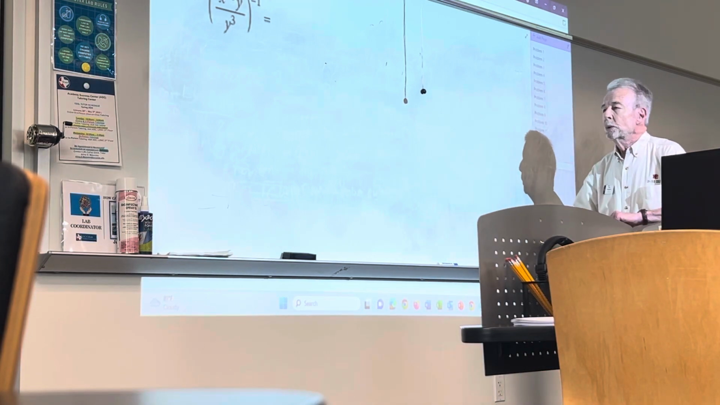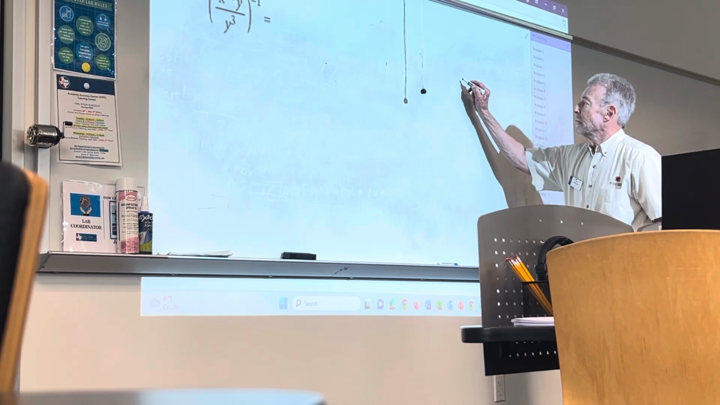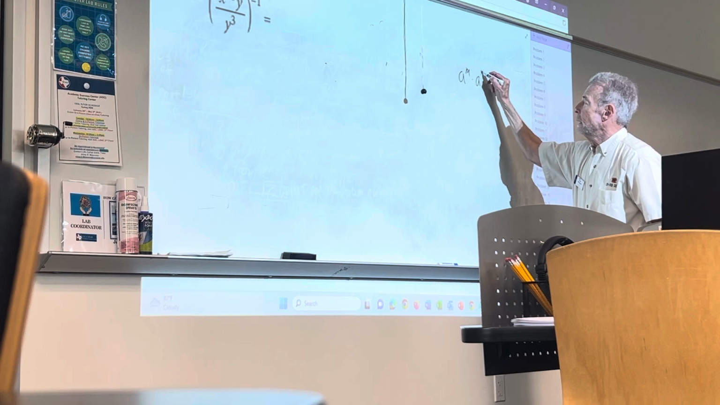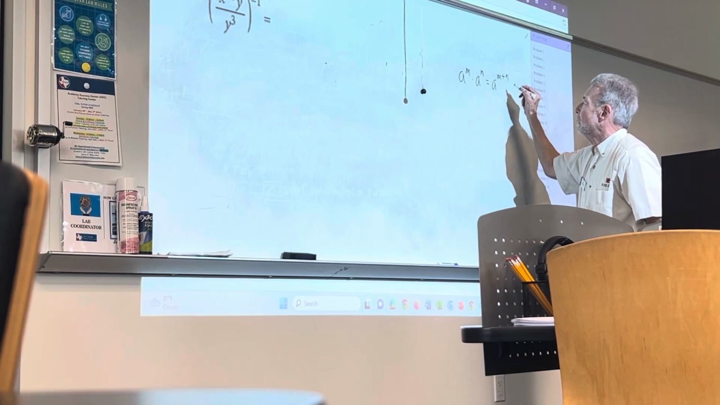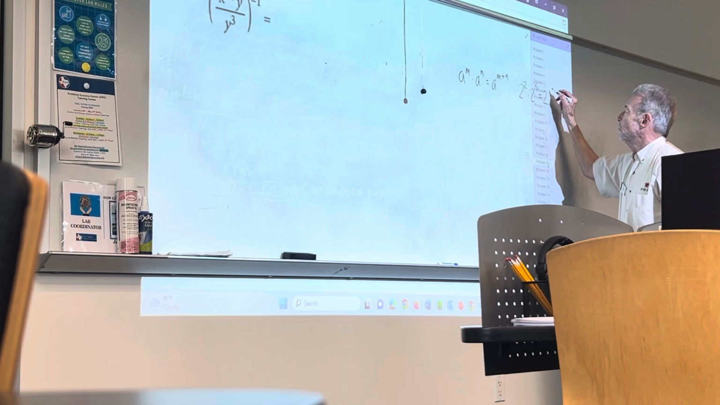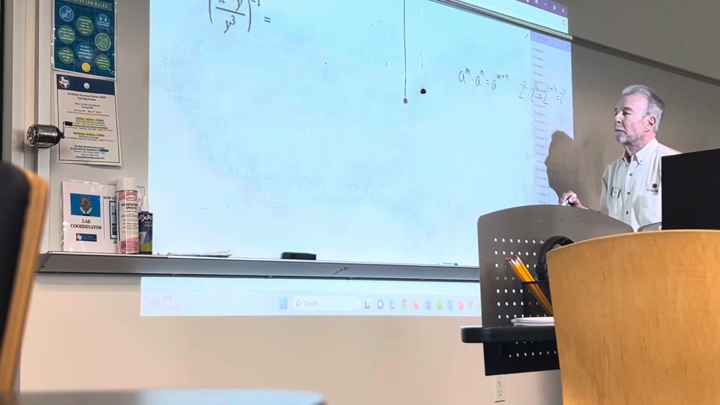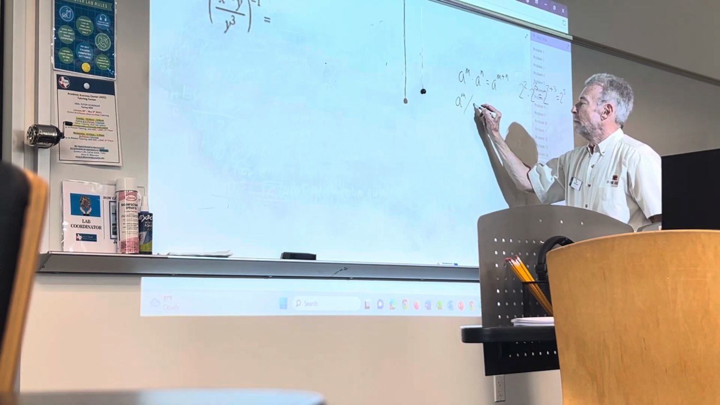Let me give you some basic rules of exponents. We've talked about one of them already. We have something like this: a to the m times a to the n is equal to a to the m plus n. So an example would be 2 squared times 2 cubed, which is equal to 2 to the 2 plus 3, or 2 to the 5th.